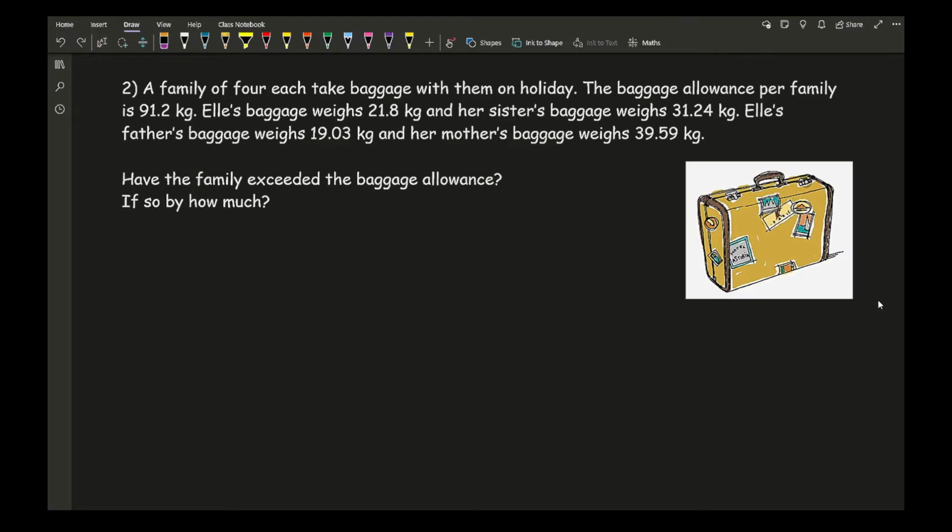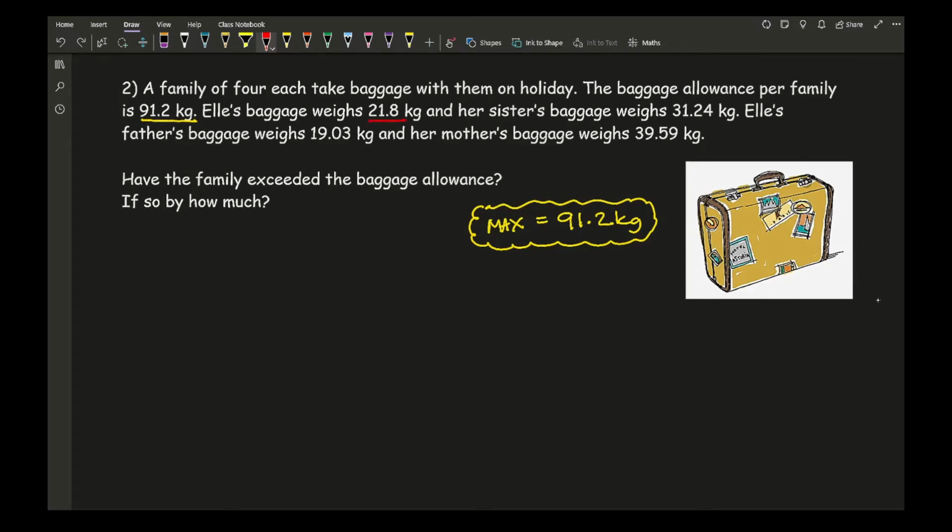So what we need to do here is recognize what the important parts of the question are. So here we've got the total allowance is 91.2. So the max is 91.2 kilograms. So it is important that you're not just seeing this question and thinking, all right, it's going to add up every single number I can see, because obviously that is going to be a massive flaw. Now here we've got 4 amounts that we need to add.